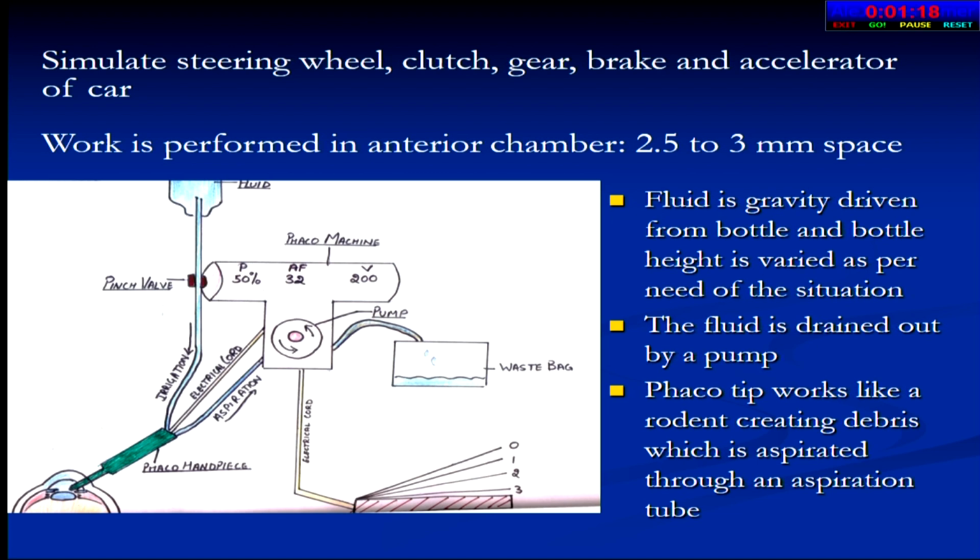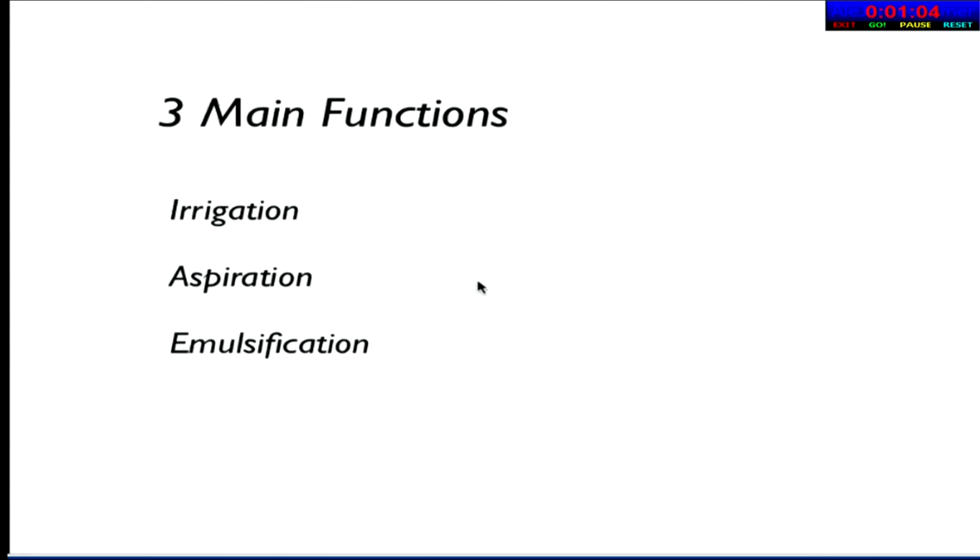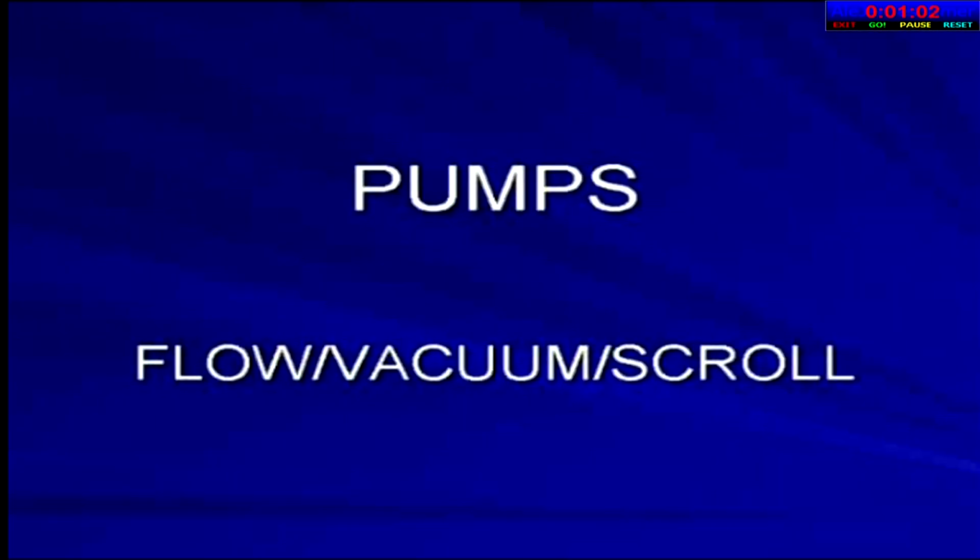But with an old machine, what you have, Ortly or AMO Compact, I can still do any kind of cataract. I have learned now that I can raise the vacuum to 500 and use the minimum energy. So the basics can be done with anything. The main functions are irrigation, aspiration, emulsification, and pumps.